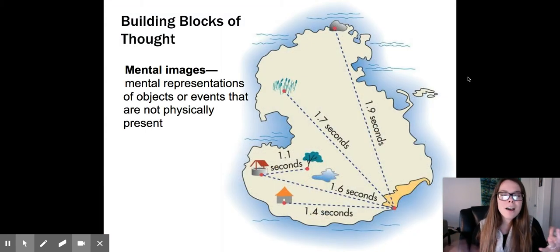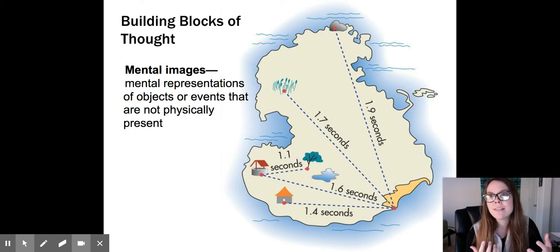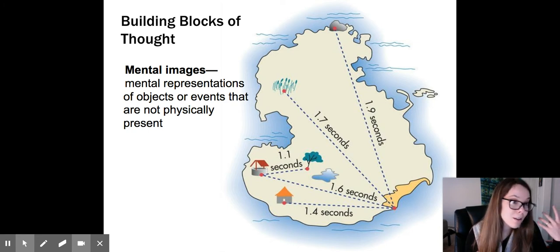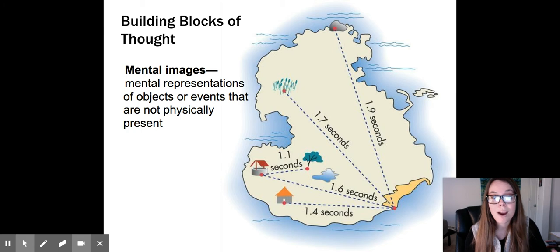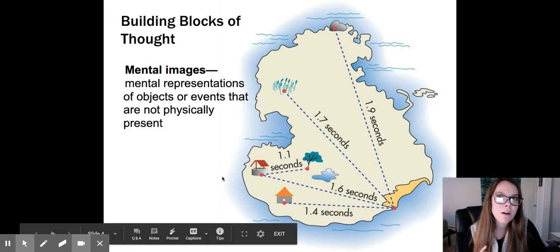Building blocks of thought: we have mental images, mental representations of objects or events that are not physically present. We are able to think abstractly, right? So if I'm thinking about going to the bodega, I know it's going to take me about 45 minutes to get there from where I'm at. These are all mental images that we have within our brain, right? We know that if we want to go to SF it'll take about an hour, or this or that, but we have mental images within our building blocks of thought.